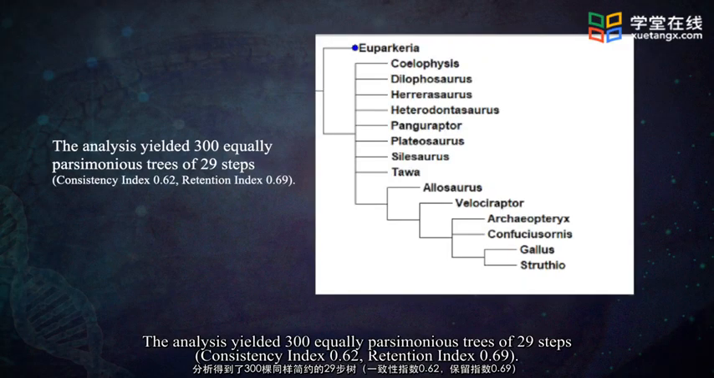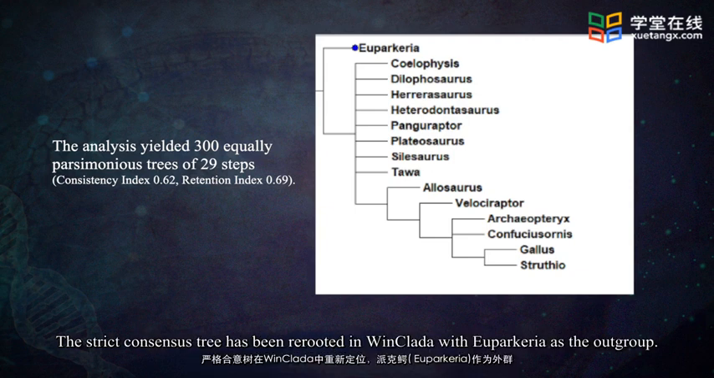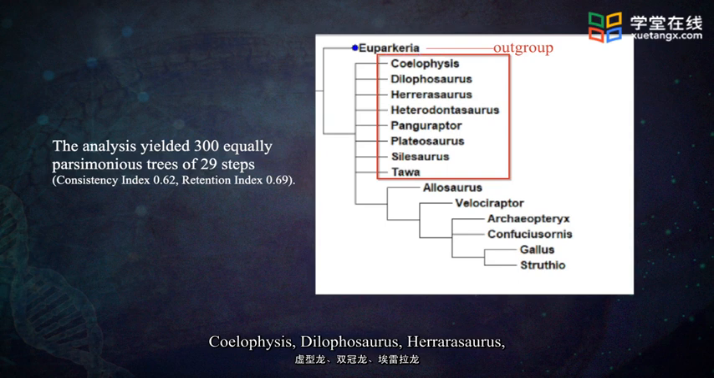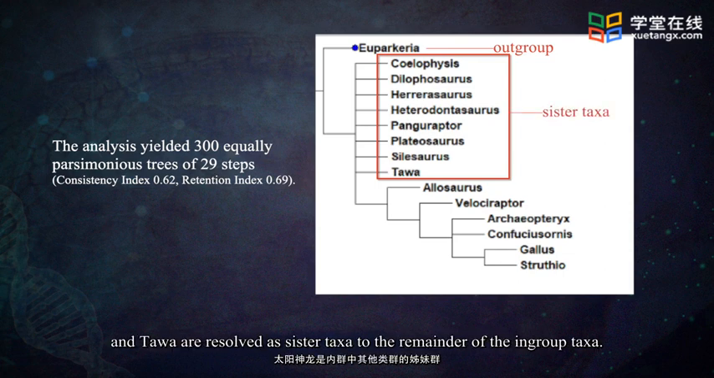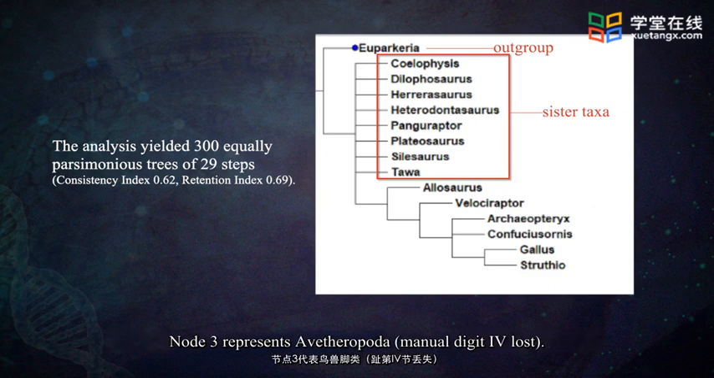The analysis yielded 300 equally parsimonious trees of 29 steps. Consistency index 0.62, retention index 0.69. The strict consensus tree has been rerooted in Winclada with Euparkeria as the outgroup. Coelophysis, Dilophosaurus, Herrerasaurus, Heterodontosaurus, Panguraptor, Plateosaurus, Silesaurus, and Tawa are resolved as sister taxa to the remainder of the in-group taxa. Node 3 represents Avetheropoda, manual digit 4 lost.